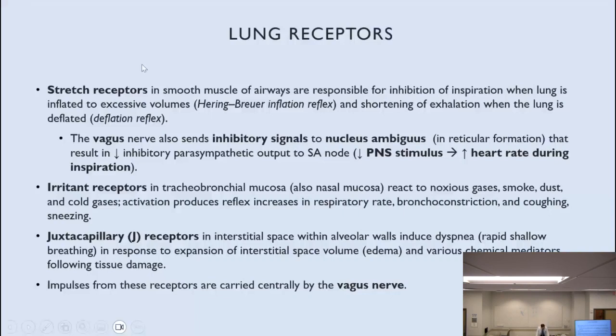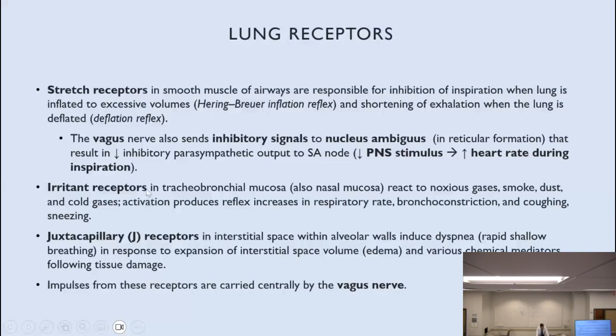So this vagus nerve inhibits the nucleus ambiguus, and that will result in inhibition of the parasympathetic output to the sinoatrial node. If we decrease the parasympathetic stimulus, that is going to lead to an increase in the heart rate during inspiration. Those are little reflexes that occur during the cardiac cycle, a combination of the actions of the respiratory centers and the centers for the parasympathetic and sympathetic nervous system.